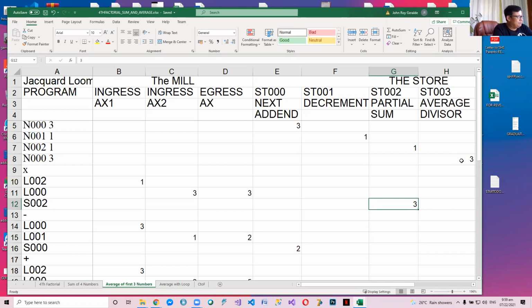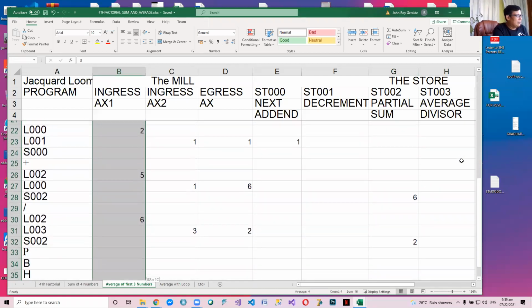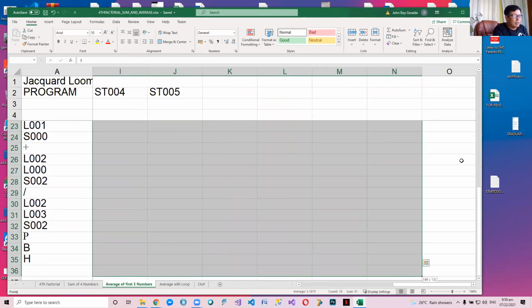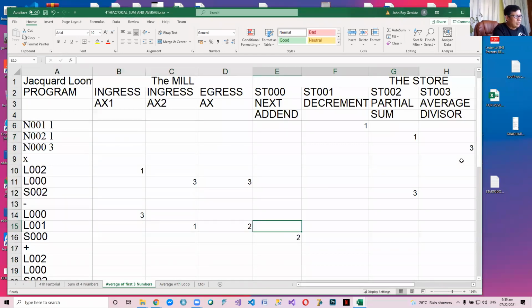Okay, now the next thing to do is to compute the next addend. The next addend is 2. So what we will do is load L00, which is 3, minus the decrement. This is 2. Let us erase the others, para trace natin properly. Okay. So we have 3 minus 1 becomes 2. So the next addend is 2.